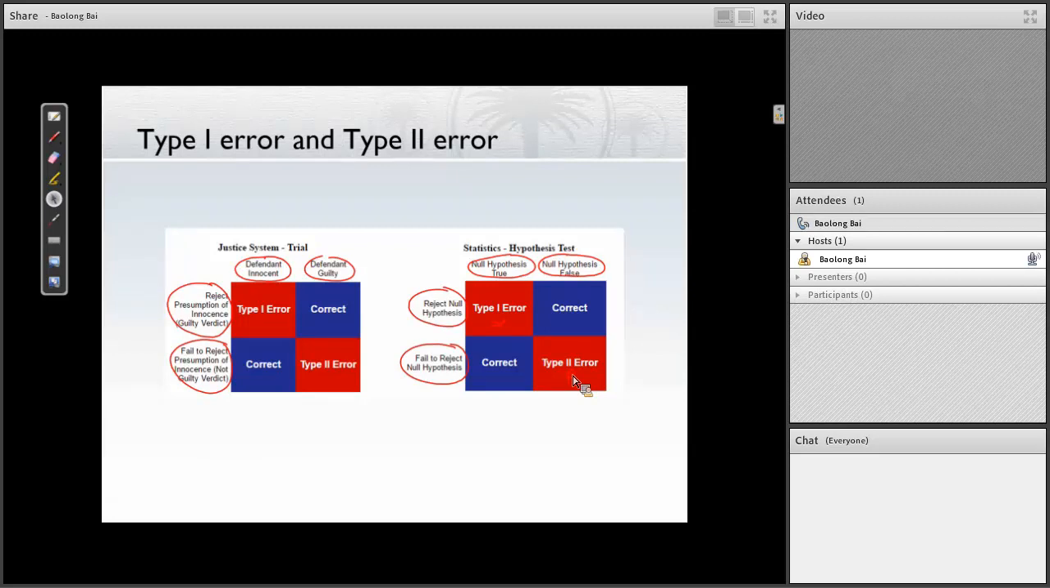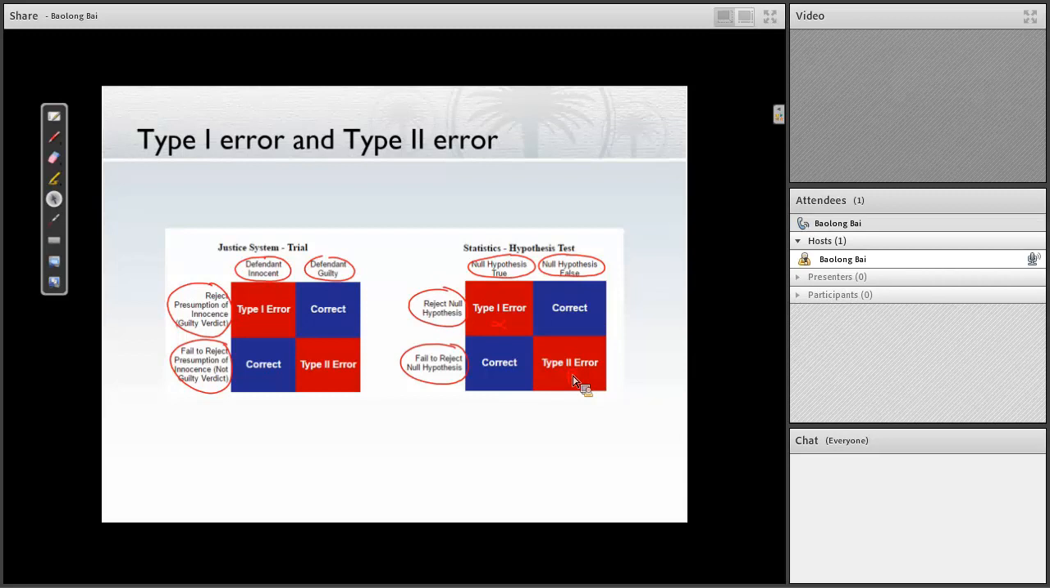Unfortunately, you can only pick one or the other. If you have a higher type 1 error rate, the type 2 error rate will be smaller. If type 1 error rate is smaller, type 2 error rate will be bigger. Think about the process. If you want to make sure no one innocent will be put in the prison, then at the same time, you're going to have a higher chance that the guilty people will walk free as well, right?